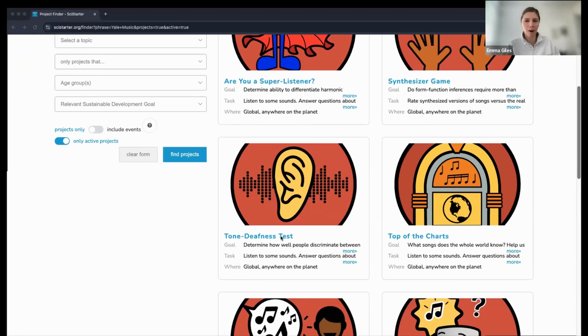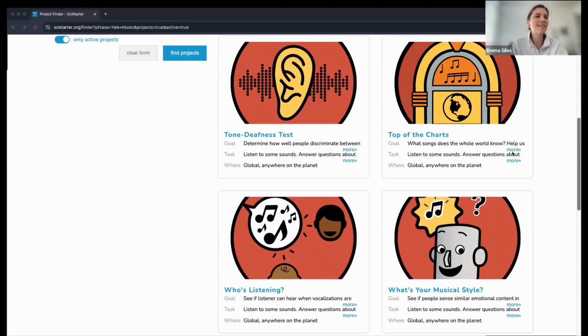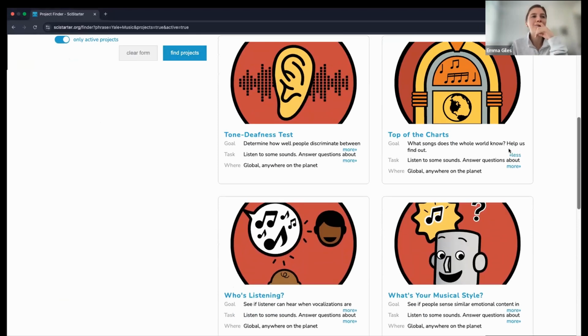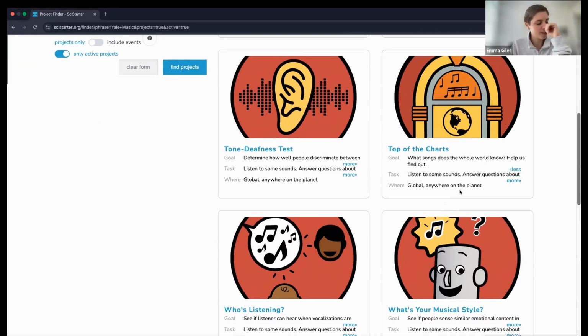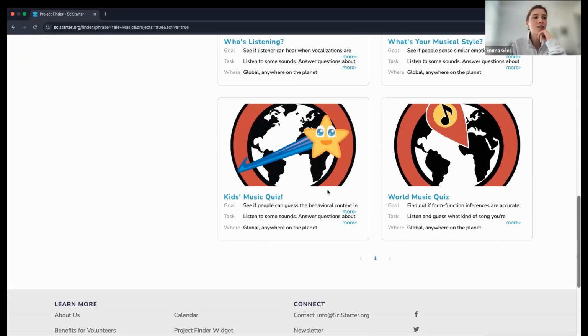As someone who used to be in choir, I'm scared to find out I have become tone deaf. We've looked into these recently. We've used these in our newsletters in the past. So for anyone who might have seen these before, they are really fun and really great for kids too, because there's a kids music quiz.